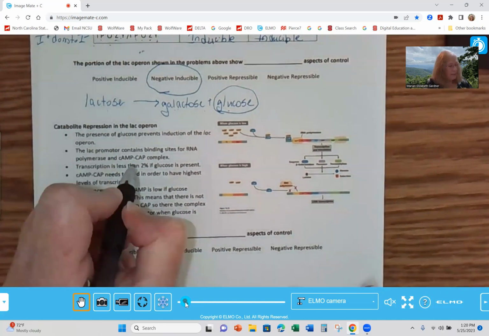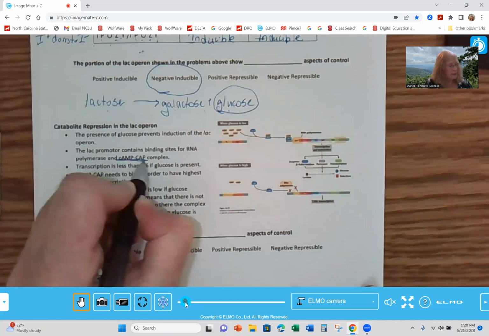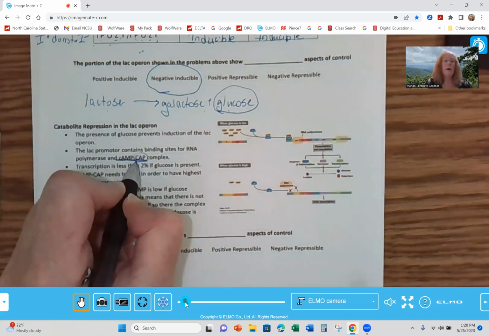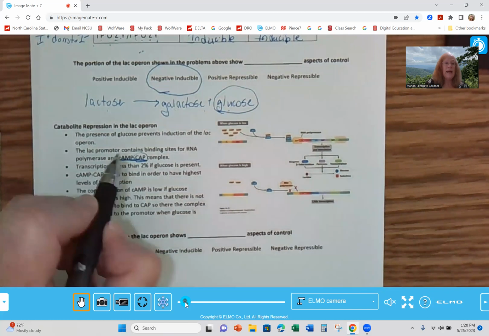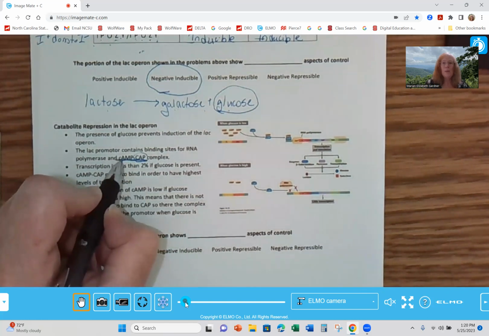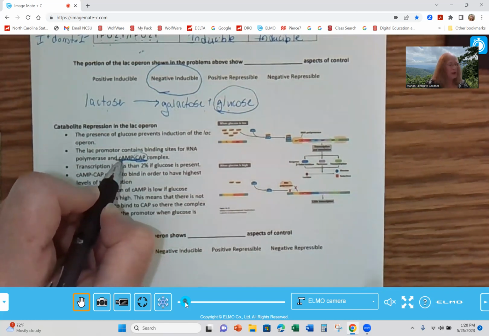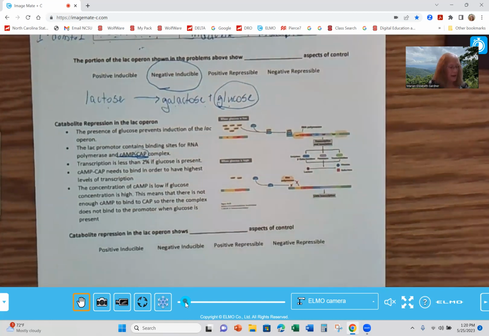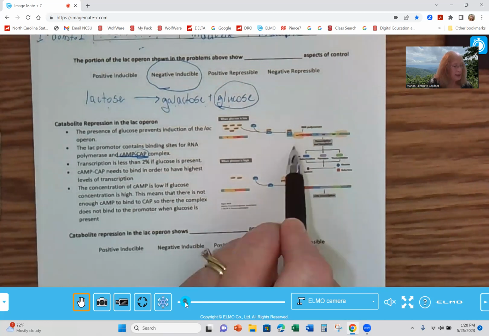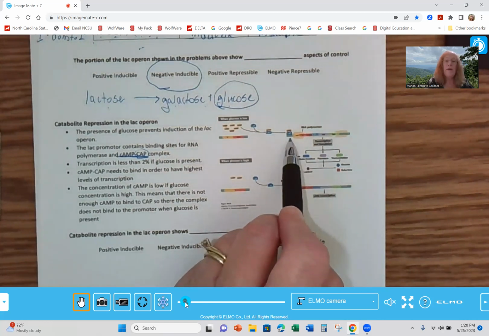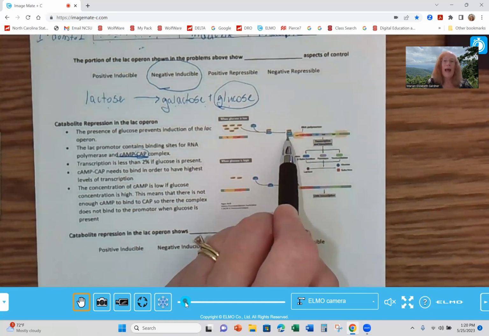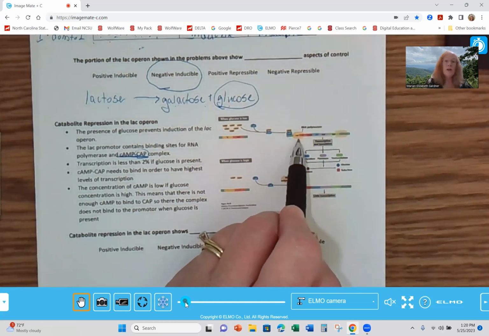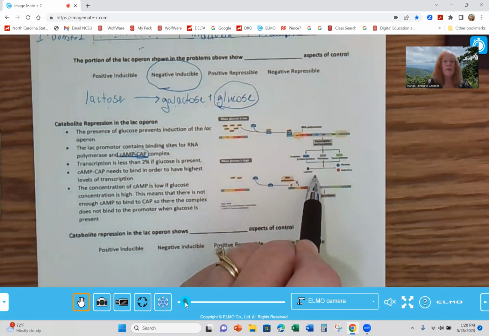Typically, there is a CAP-cyclic AMP complex. CAP is our protein that binds to the DNA, and cyclic AMP is our small effector molecule. If CAP and cyclic AMP are joined together, they bind to a site, and that allows RNA polymerase to bind effectively. So here we can see CAP and cyclic AMP together binding, and it's called a CAP binding site, and that allows RNA polymerase to bind well and transcription occurs.